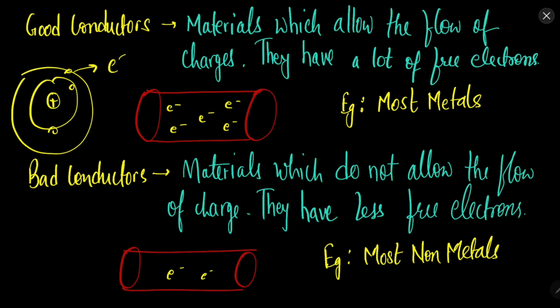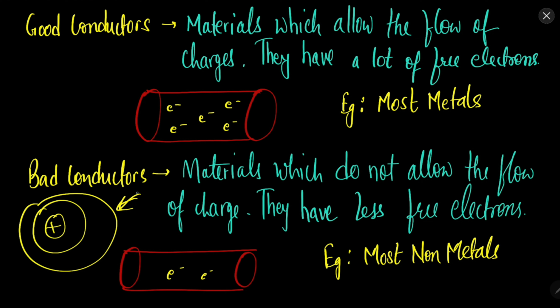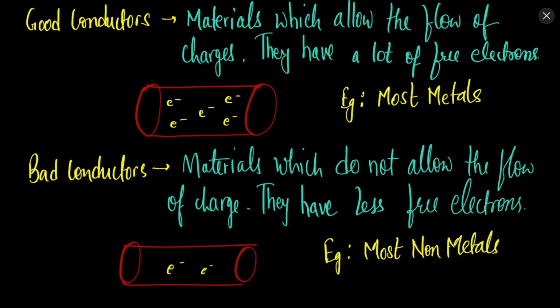So good conductors are the materials in which the electrons are free to move and they allow the electric charge to flow. But in bad conductors, the electrons are not free. There are not many free electrons, because they are mostly non-metals. Most non-metals are bad conductors, and the property of non-metals is that they accept electrons, they want more electrons, so they do not allow the electrons to go away from the atom. So it is very difficult for the electrons to become free. In bad conductors, the free electrons are very few, and they do not allow the charge or electric field to easily flow through them. So these are good and bad conductors.